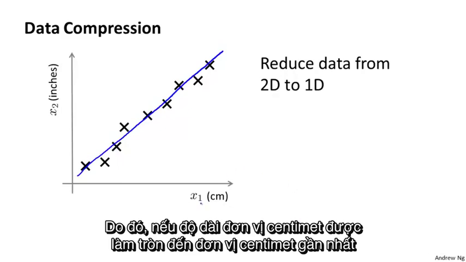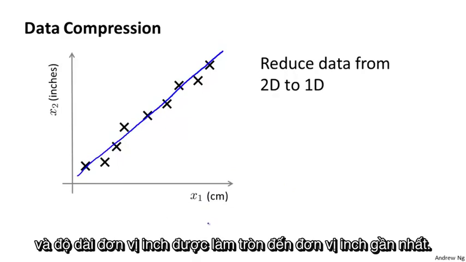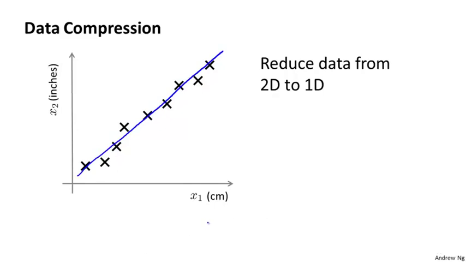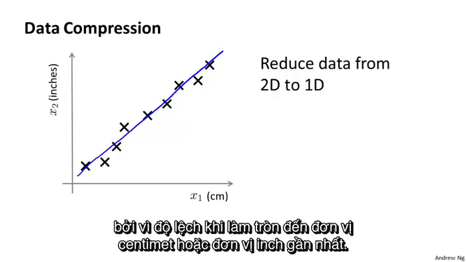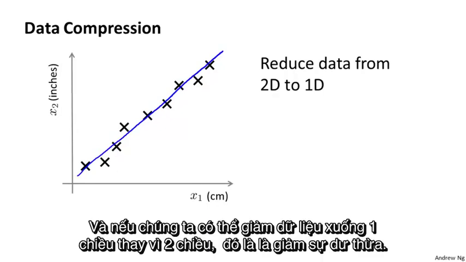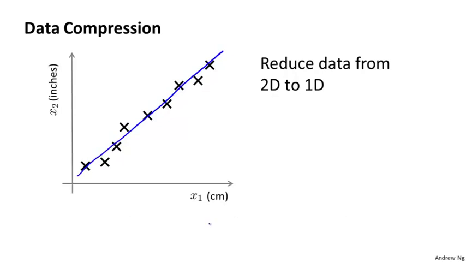And if the length in centimeters was rounded off to the nearest centimeter and the length in inches was rounded off to the nearest inch, that's why these examples don't lie perfectly on a straight line, because of round-off error to the nearest centimeter or the nearest inch. And if we can reduce the data to one dimension instead of two dimensions, that reduces the redundancy.